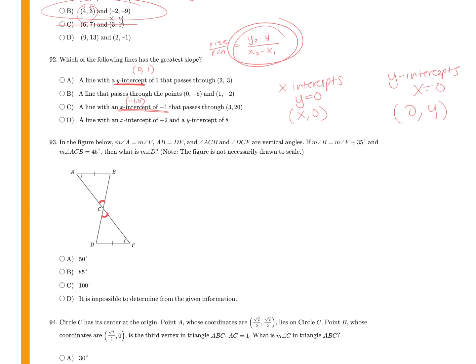If the measure of angle B is equal to the measure of angle F plus 35 degrees, let's label that. This is the measure of angle F, whatever F is, plus 35 degrees. And the measure of angle ACB is 45. So that means this one's also 45. Then what is the measure of angle D? So we want to find this one.